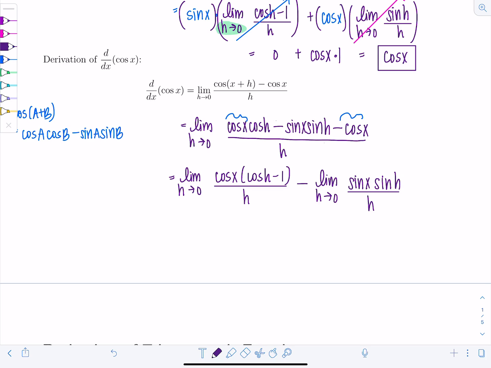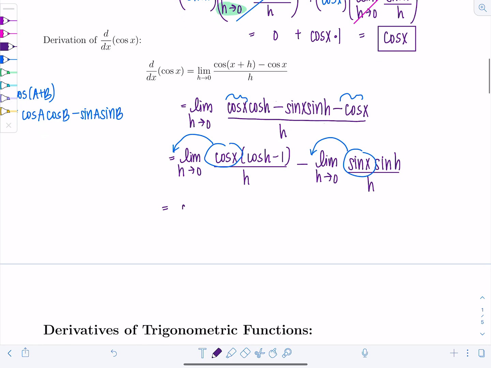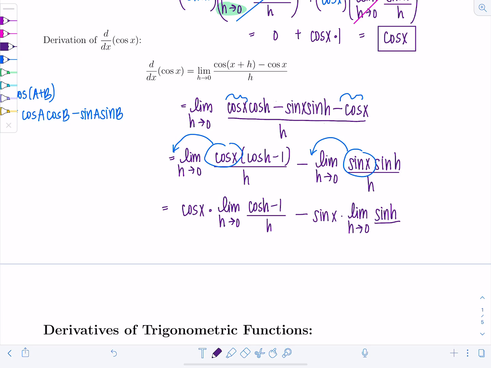All right, same thing as last time. I'm going to take both cosine x and sine x out of the limit and then see what we have left over. So we've got cosine of x times the limit as h approaches 0 of cosine of h minus 1 over h, minus sine of x times the limit as h approaches 0 of sine of h over h.